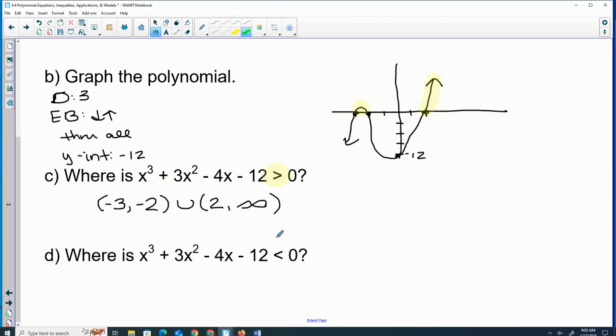And if I asked you where it was less than 0, it is below. So these sections of our graph were below the axis. So you give me the intervals for the x. So it's coming from -infinity, stopping at -3, union. This one starts at -2 and goes to +2.